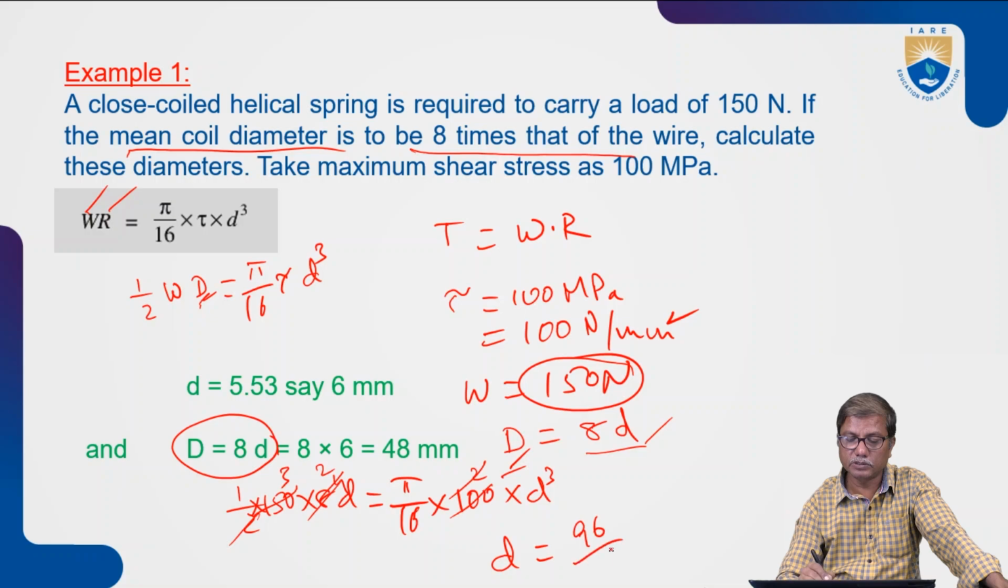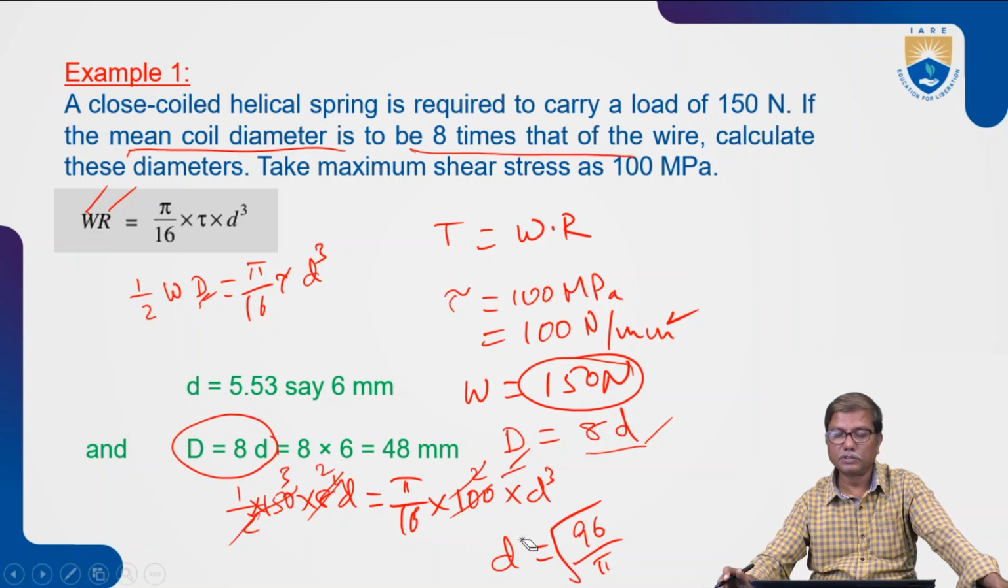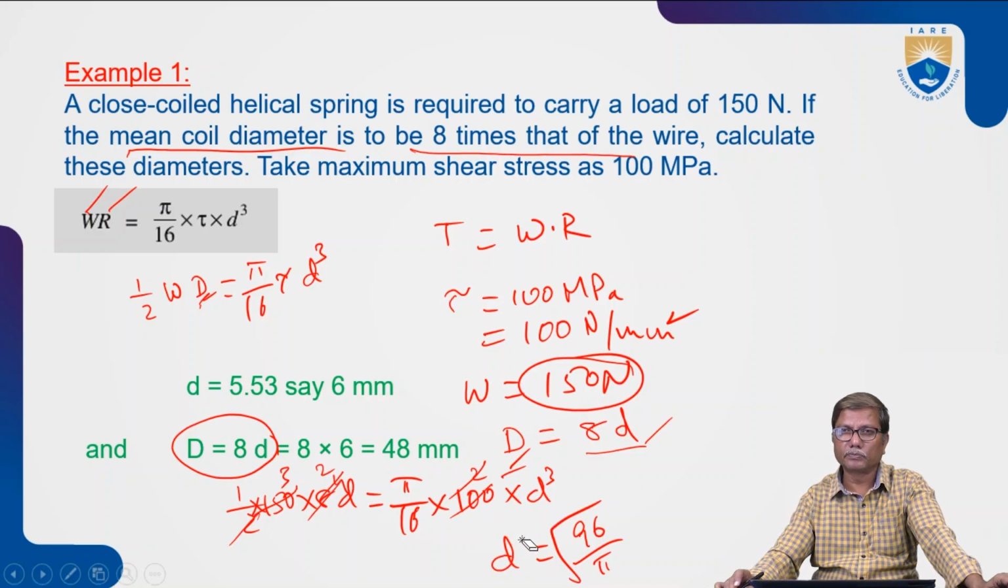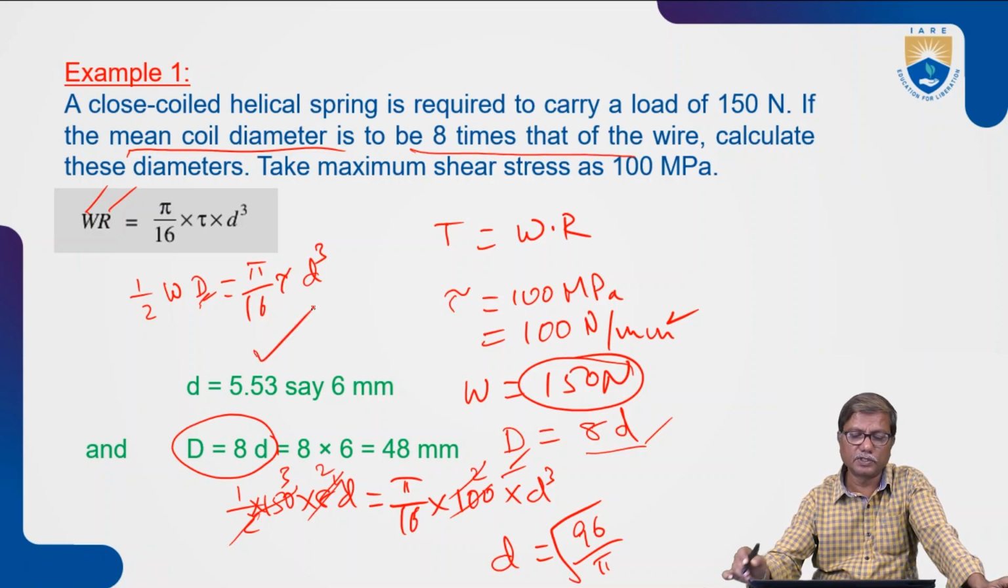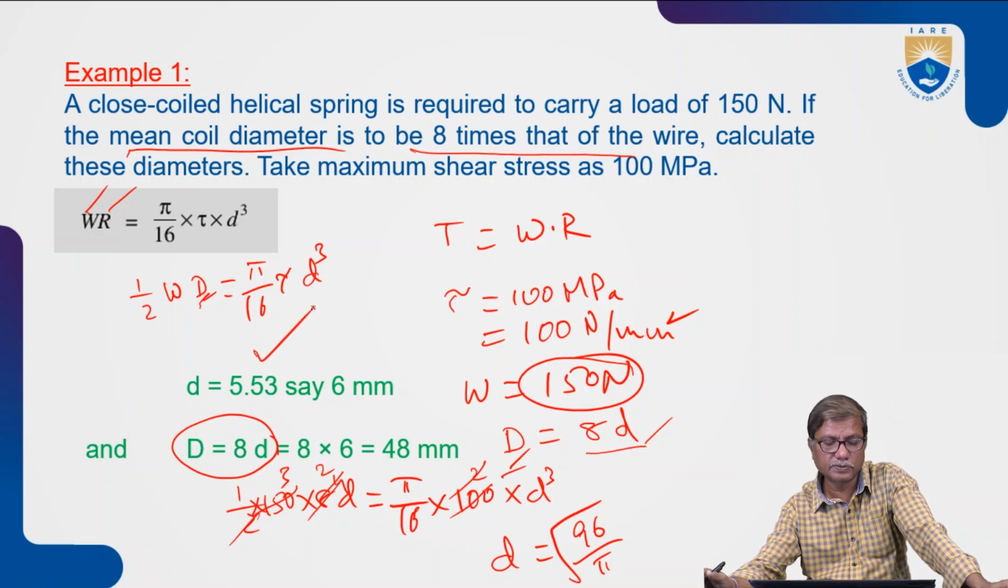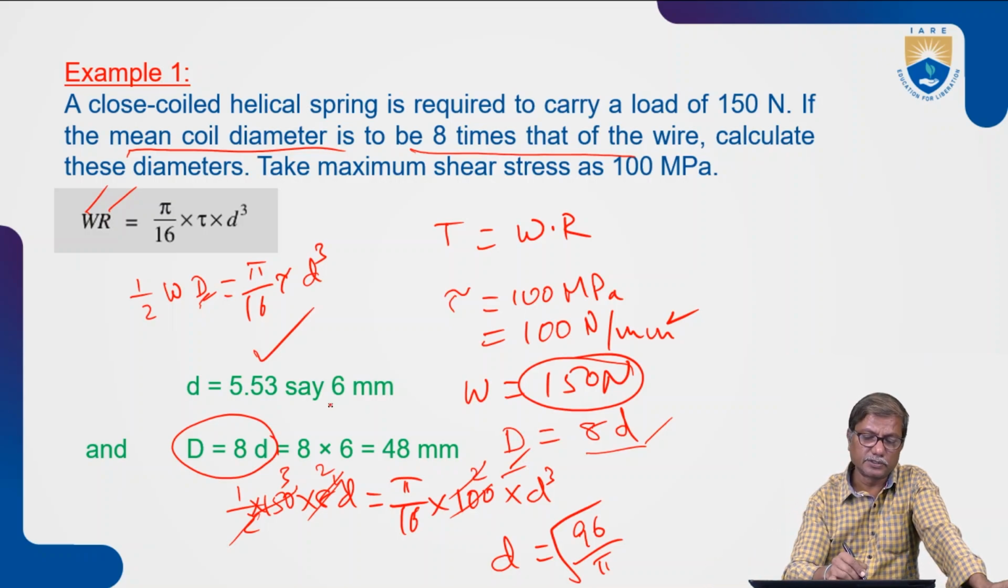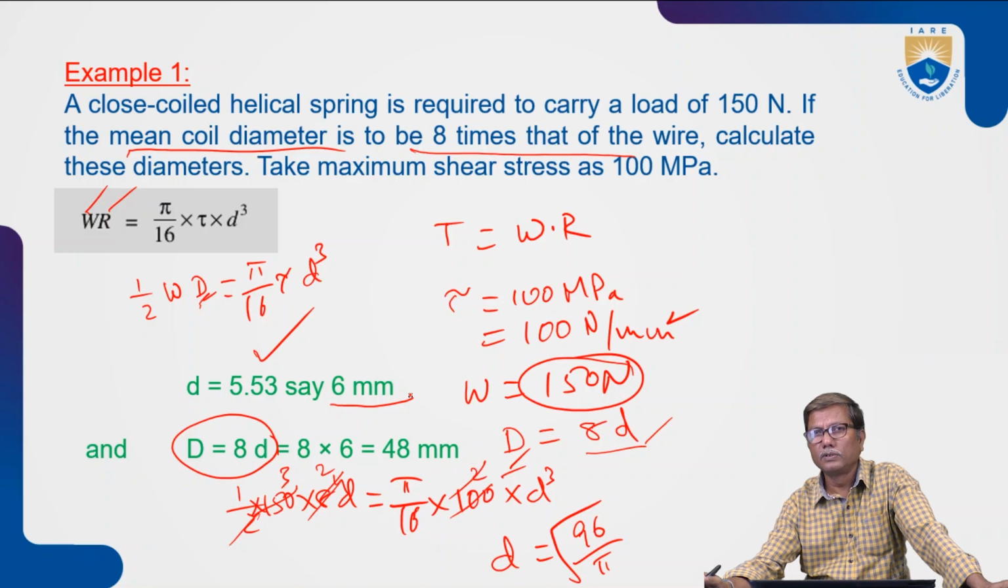So 96 by pi d square. So d will be 96 by pi under root, which comes out to be 5.53 millimeters, and it is rounded off to 6 millimeters. The higher value, we take the next higher number.